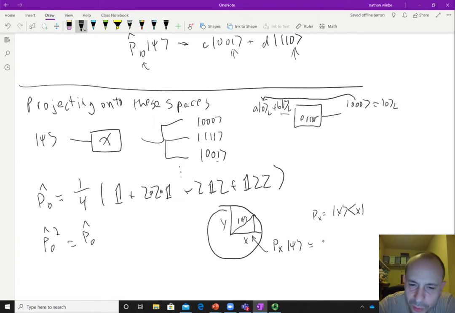So in this case, this would just end up being x and the inner product of x and psi. Okay, so this is just straightforward linear algebra.